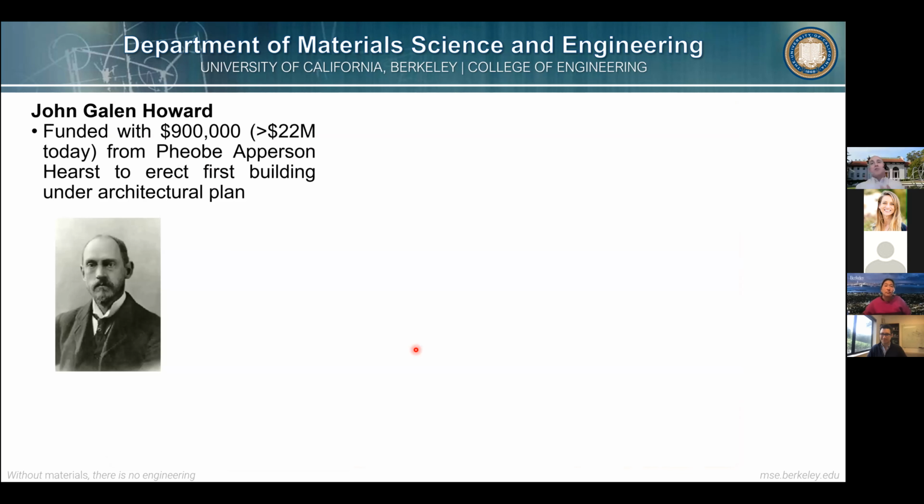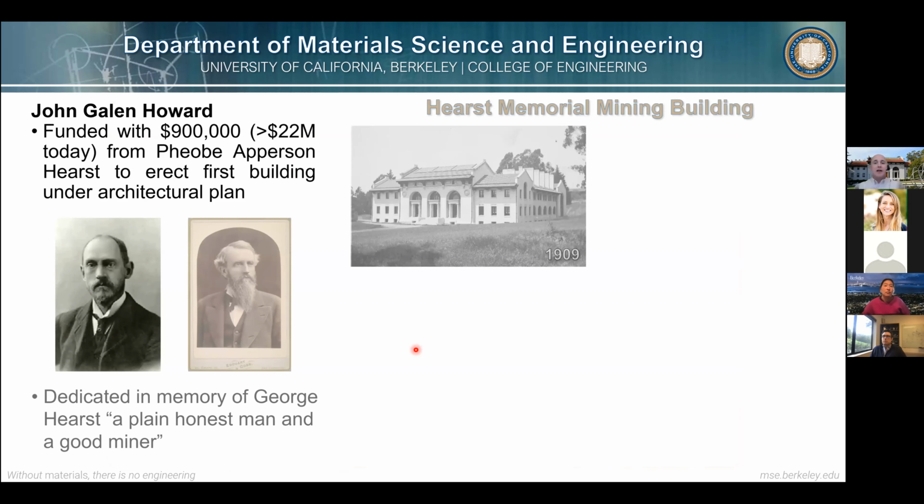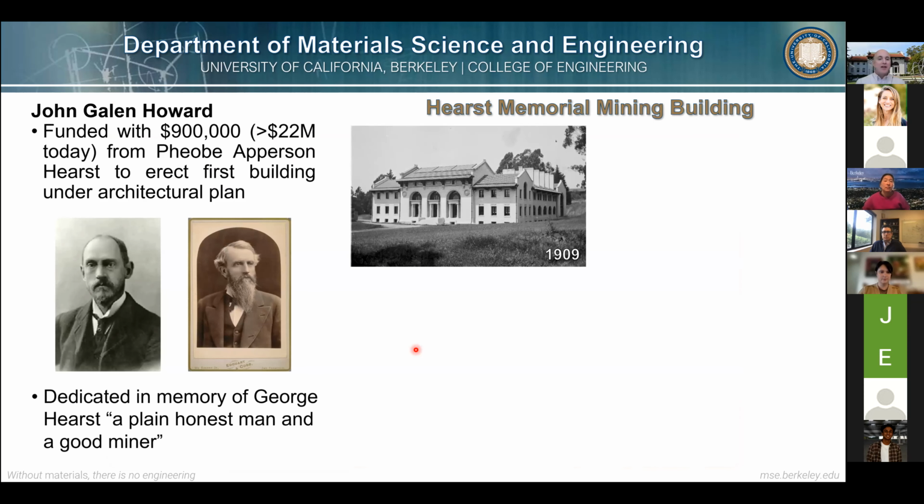Now, even more connected to us is what's behind me in this picture right here. This is our home on campus. This is the Hearst Mining Building. And so with a gift of $900,000, so about 22 million in today's money, Phoebe Apperson Hearst commissioned John Galen Howard to erect some of the earliest buildings in the campus architectural plan. And they dedicated our building, Hearst Memorial Mining Building, to one of their family members, George Hearst, who was a plain, honest man and a good miner. And again, this was the mining school to start.